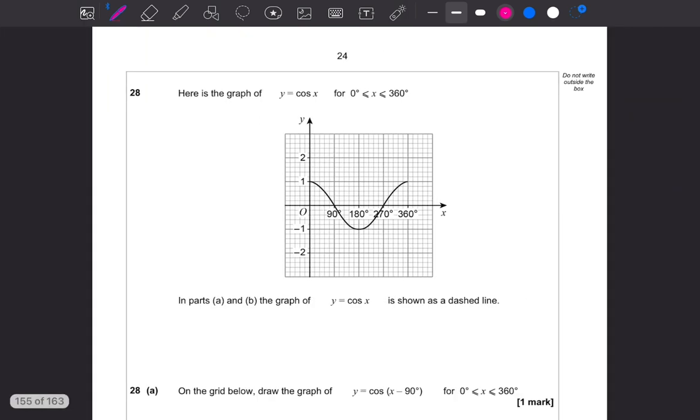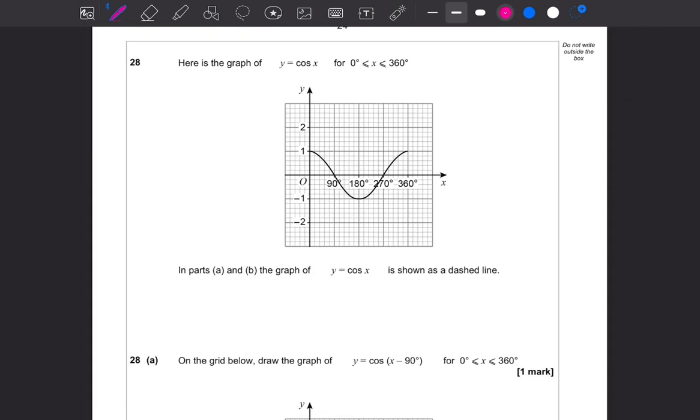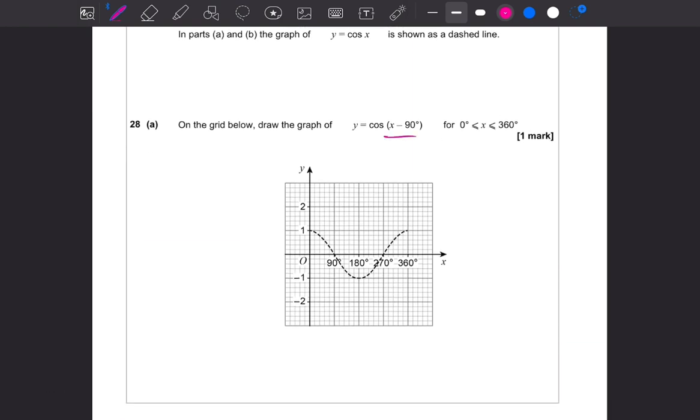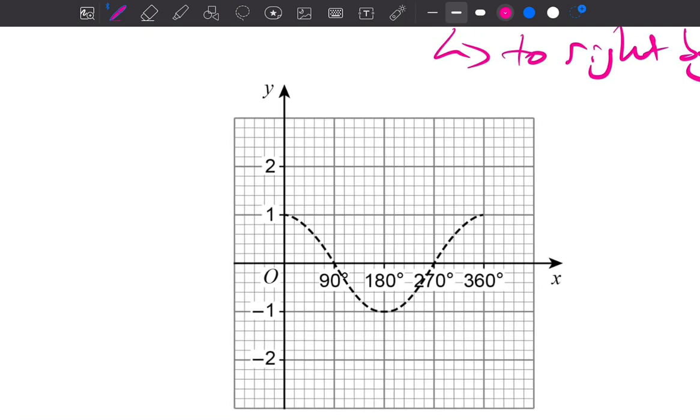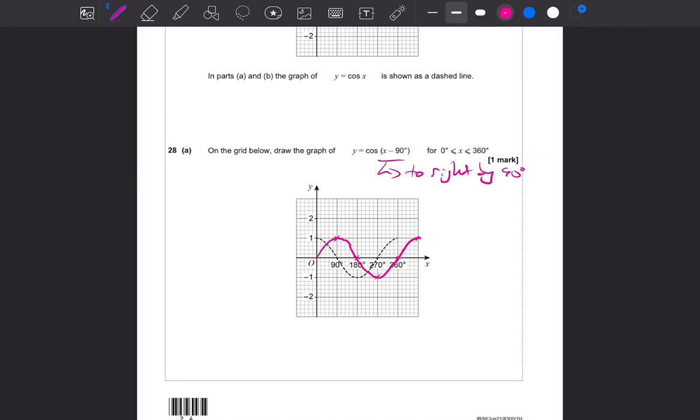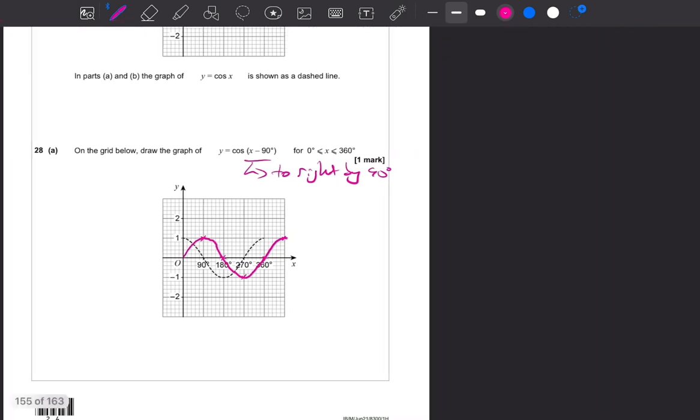Right. Here's a graph of cos x. In parts a and b of the graph, cos x is shown on the dashed line. Draw the graph of cos of x minus 90. So this moves to the right by 90 degrees. So instead of this being here, it's going to be there. So we'll go and dot some on there. That bit will be there now. This is there, there, and there. And remember, the graph is going to come up, go through this shape, something along this line. Don't have to be perfect with these, but as long as you hit those little markers, it should be okay. And making sure you do curved lines instead of straight ones.